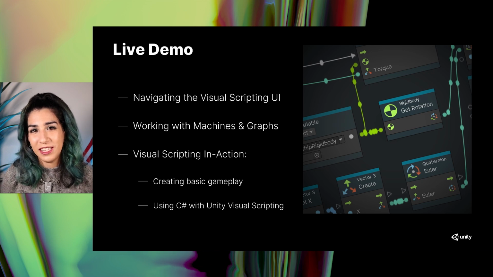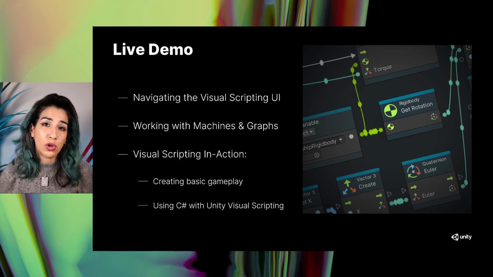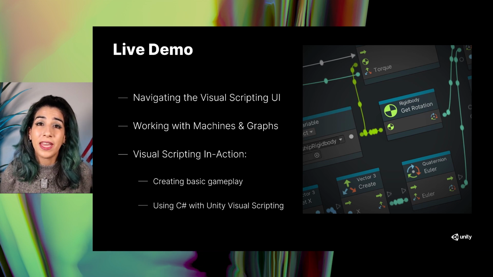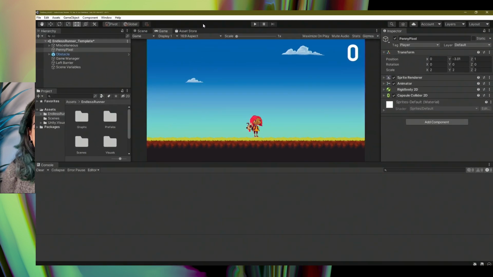So I'm going to jump into the editor now and show you how to navigate the Unity visual scripting UI. I'm going to show you how to work with script machines and state machines and things to keep in mind as you're working in your graphs. And then I'm going to show you how to use visual scripting to create some game mechanics and also how to use it to work with C#. So let's go ahead and get started.